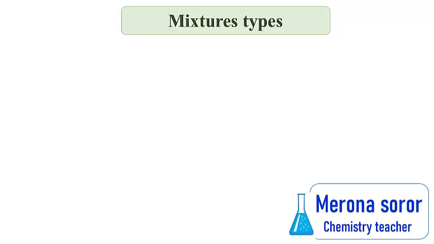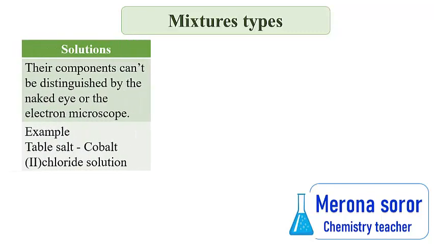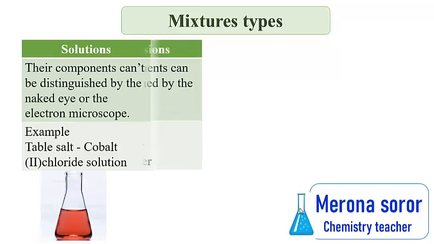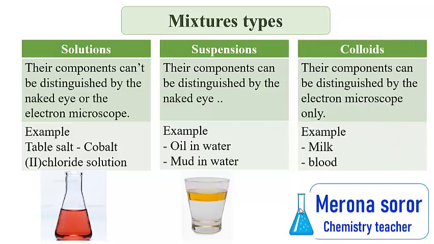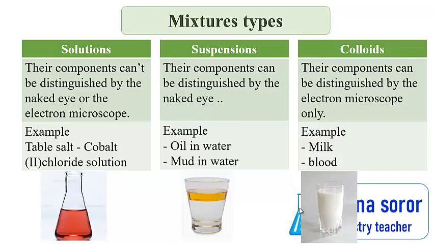Mixtures types. Solution. Their components can't be distinguished by the naked eye or the electron microscope. Example: table salt, cobalt 2 chloride solution. Suspension. Their components can be distinguished by the naked eye. Example: oil in water and mud in water. Colloids. Their components can be distinguished by the electron microscope only. Example: milk and blood.